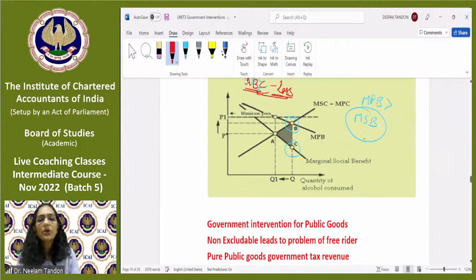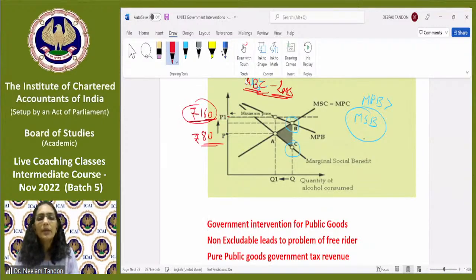Now to overcome this loss, what will government do? Government will say demerit goods, whether you take alcohol or cigarettes, they have gone for fixing a price below P1. Let's say they are selling at 80 rupees. They say that you cannot sell below 160 rupees. This is the minimum price. You cannot sell below 160.